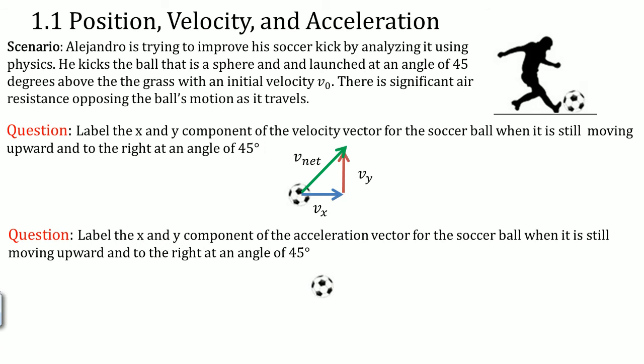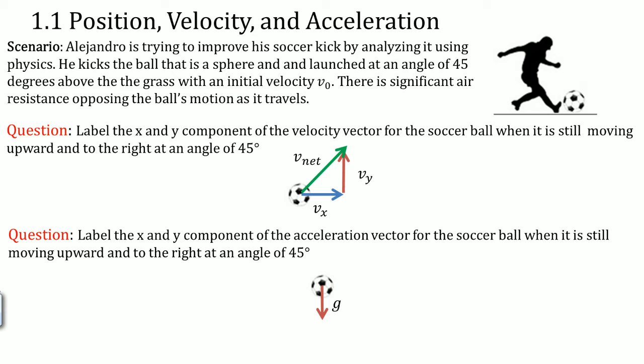Second question. You're now going to label the x and y component of the acceleration vector for the soccer ball when it is still moving upwards and to the right at an angle of 45 degrees. The two forces that you should be looking at here: one pointing downwards, always to the center of the earth, which is gravity. And notice in the scenario, it says there is significant air resistance opposing the ball's motion.